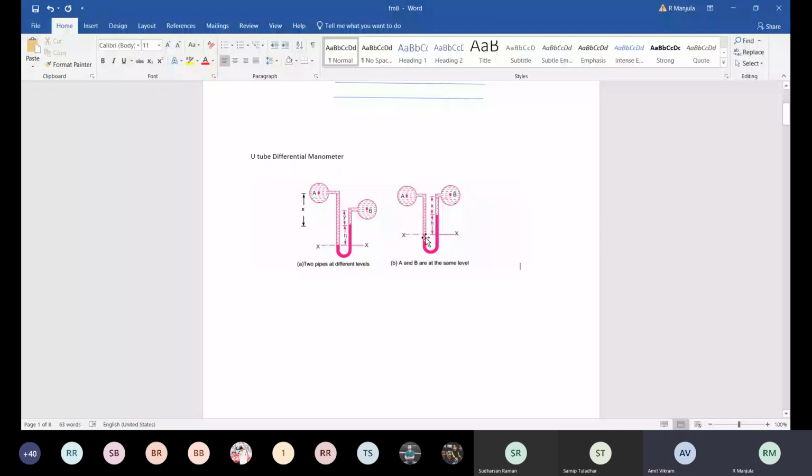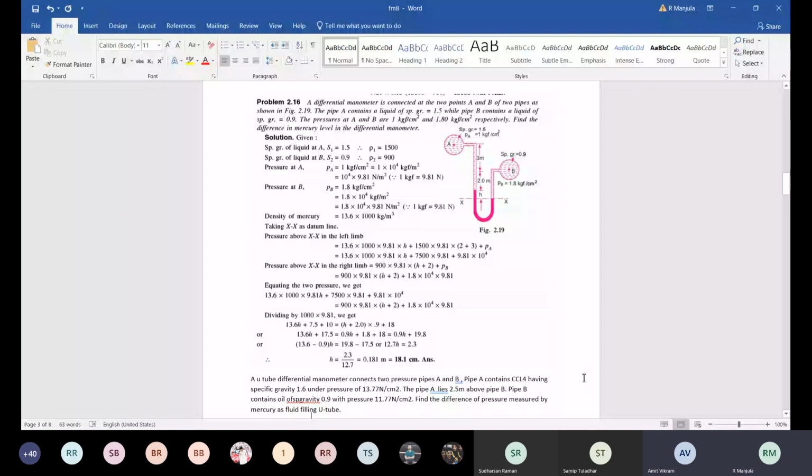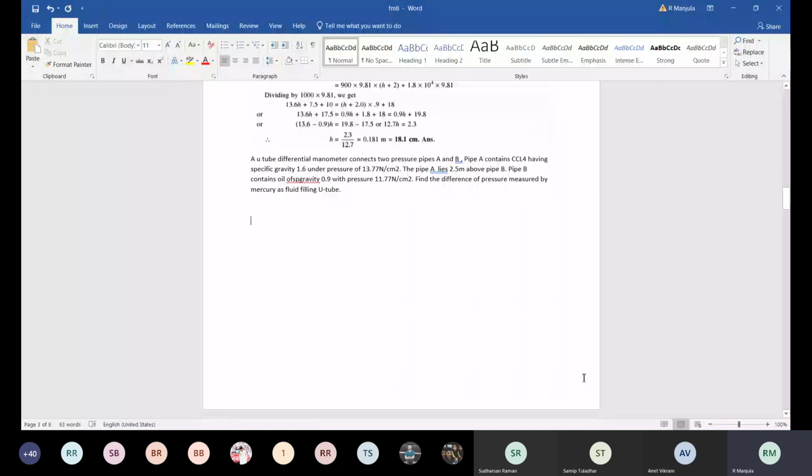The oil in column B and the carbon tetrachloride in A have different densities. That's why, ma'am. Yes. Okay. Shall we go to the next?